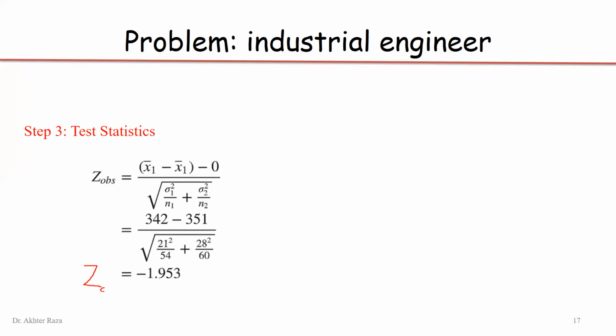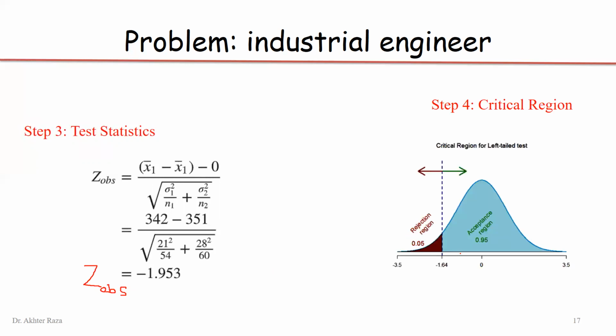The value of Z observed is this. This is called the observed value of the Z statistic. Now we have two approaches: either we can use a critical region approach or we can use a p-value approach. If we are using the critical region approach, we have to construct the critical region. A one-sided Z test is to be used at 0.05. The entire alpha will be taken on one side.